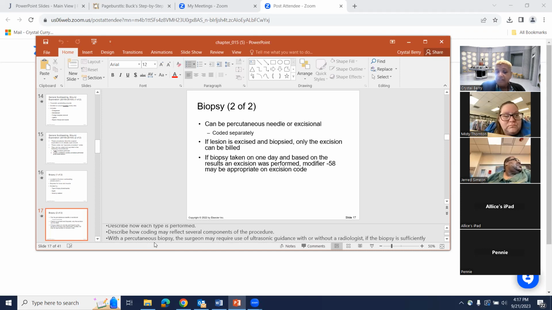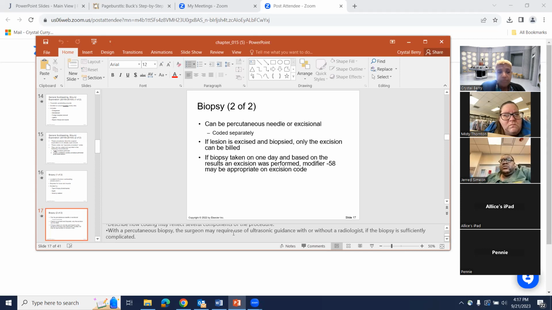With a percutaneous biopsy, the surgeon may require use of ultrasonic guidance with or without a radiologist if the biopsy is sufficiently complicated. So that's the difference. If it's not that complicated, he won't use the ultrasonic. It'll be with that physician. But if it's seriously complicated, he might use the ultrasonic with or without the radiologist as well.